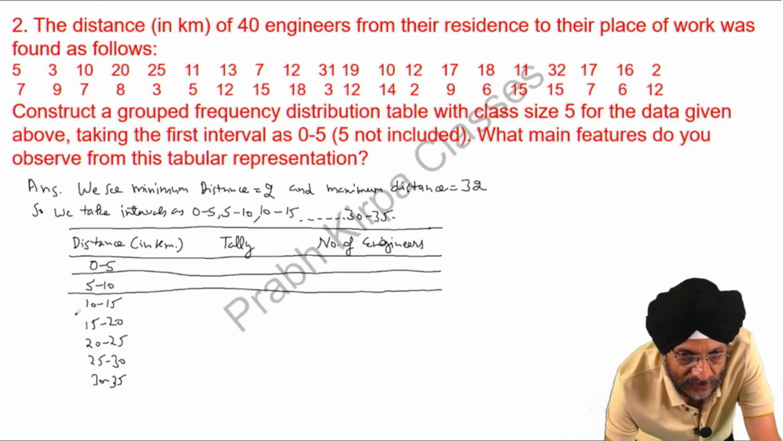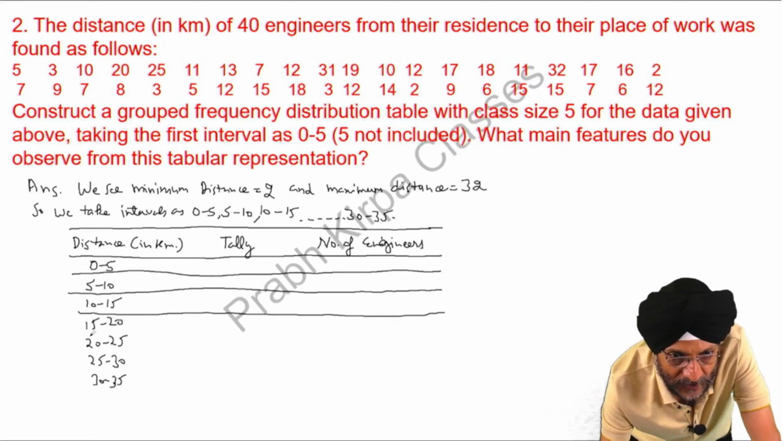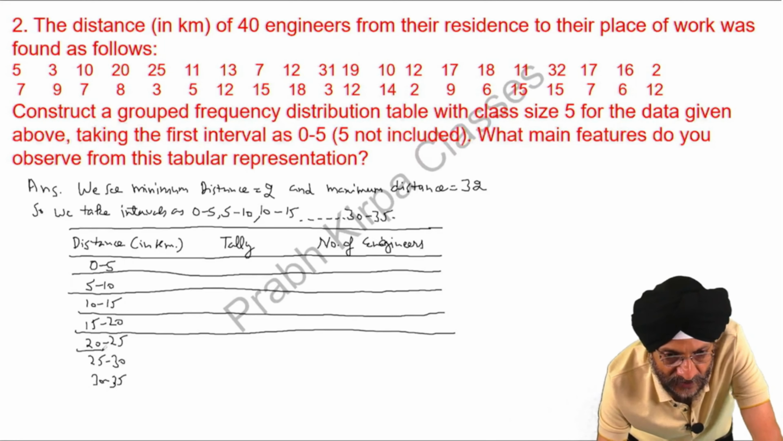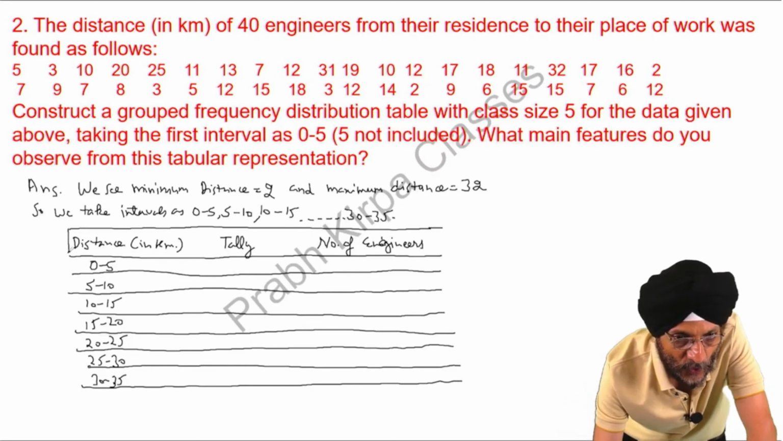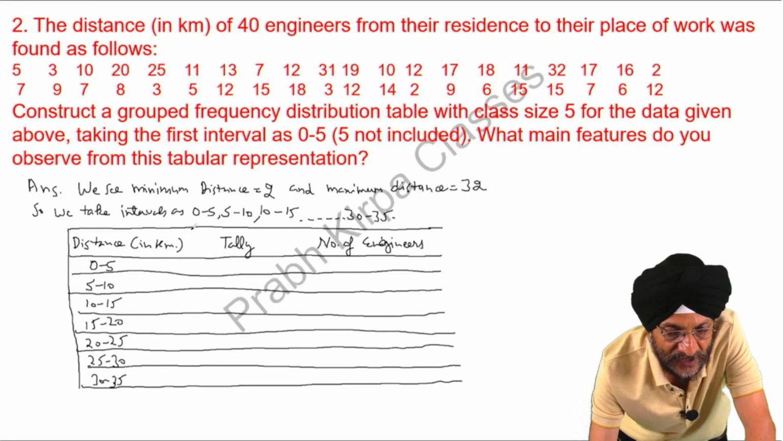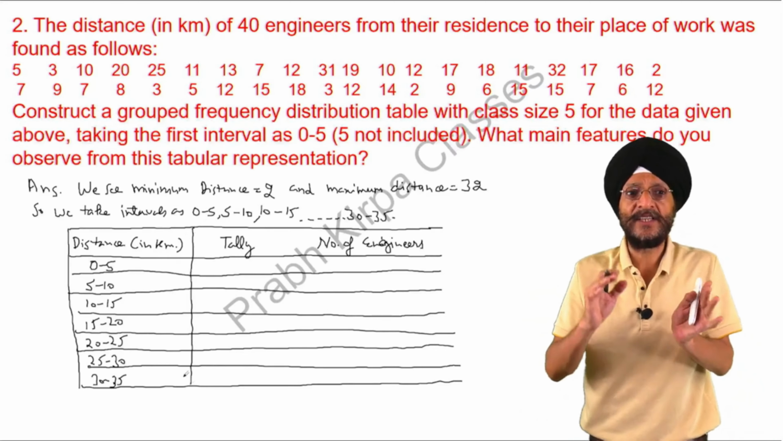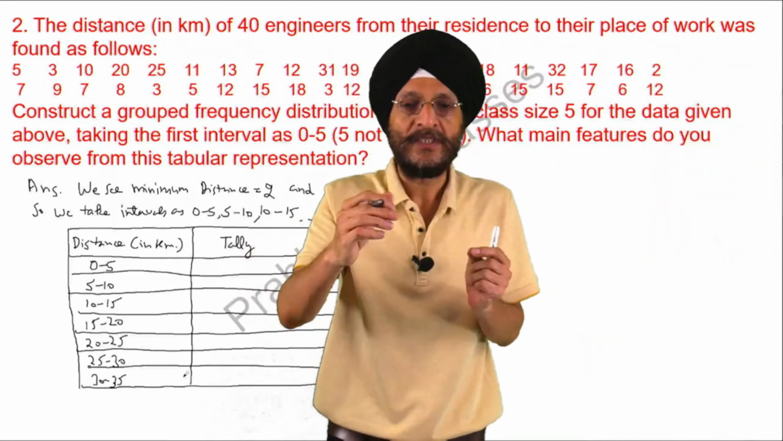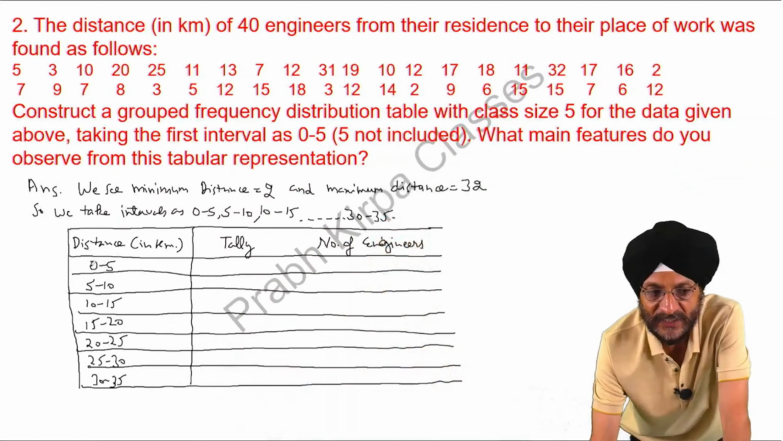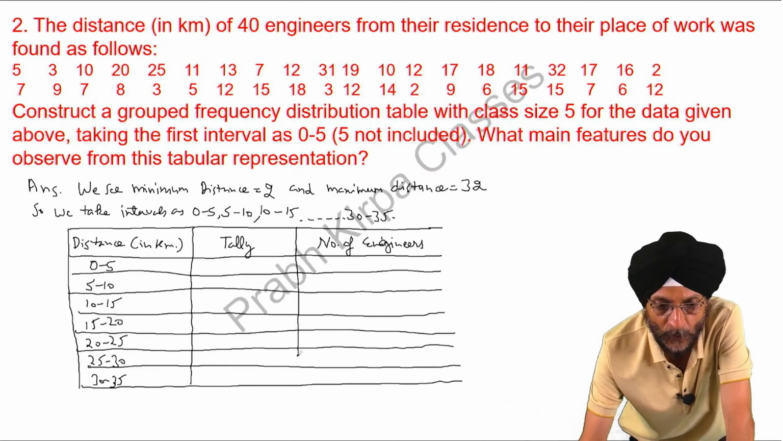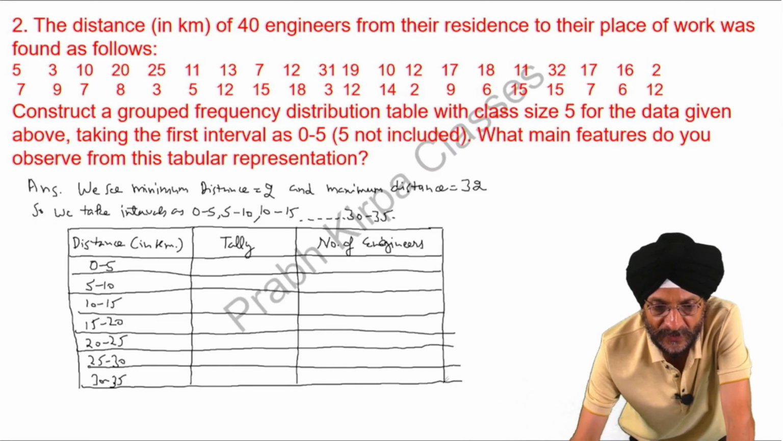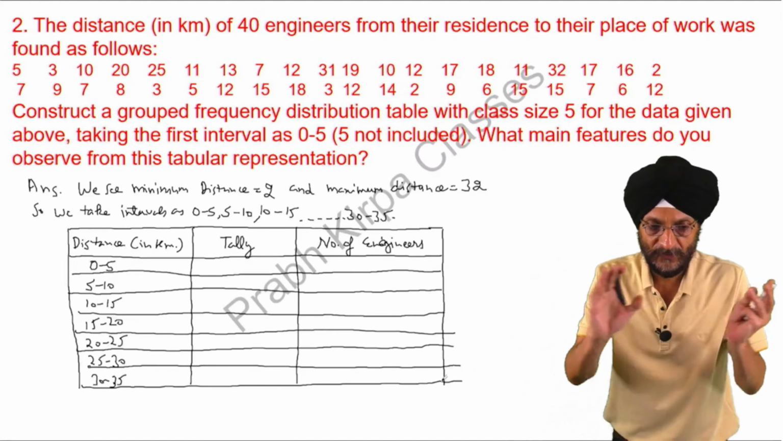We will have to add these lines because if we do not mark these lines, the tally or what we write may merge with each other and we will not be able to arrive at a particular conclusion. So here we have formed the intervals, that is the distance which the engineers have to travel. We have mentioned the same in groups, that is all the engineers who have to travel say up to 5 kilometers will be mentioned here, and all the engineers who travel from 5 to 10 kilometers will be mentioned in the next group. So here it will be the tally and this will be the outer forming of the table.